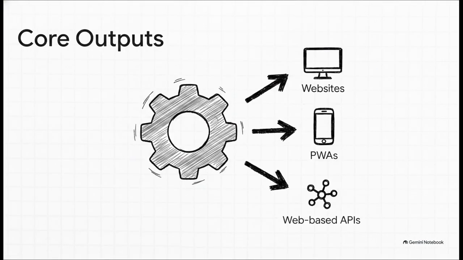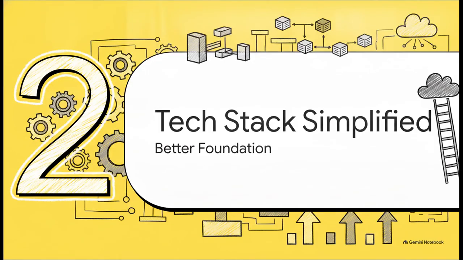And it's incredibly versatile. You can use it to build three main things: fully featured websites, progressive web applications, so you get that slick, native app feel right in the browser, and web-based APIs. It's really designed to be a flexible engine for whatever your project throws at it. All right, let's look under the hood at the tech stack.